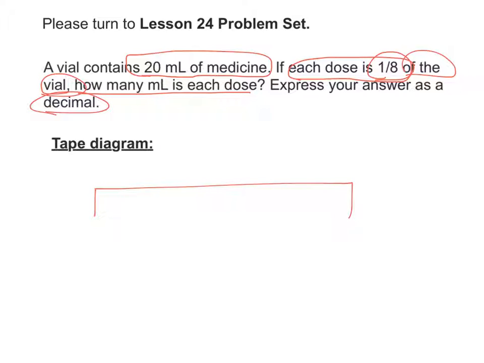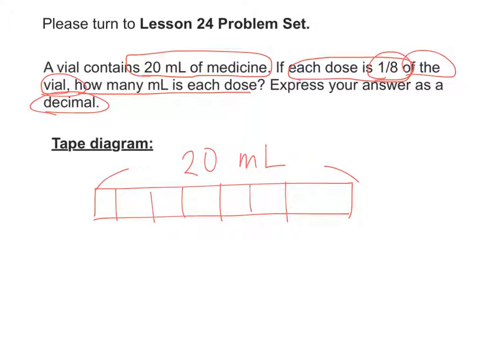Okay, so let's draw our tape diagram. If this is my piece of tape, and this is all the medicine I have all together, I can label it as how many milliliters? 20 milliliters. Now, one dose is 1/8 of this entire vial. So I have to divide that vial into how many equal parts? 8. And we can label that as one dose.